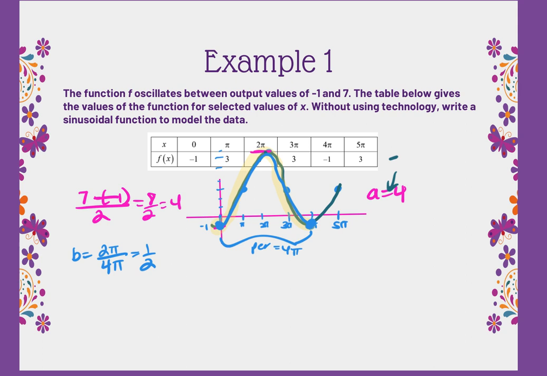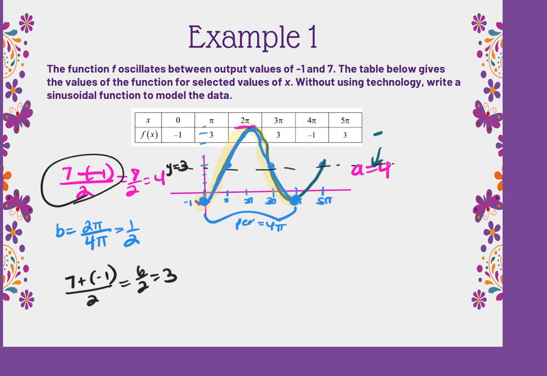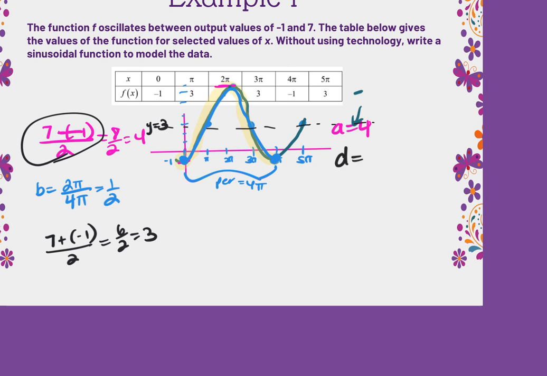And then the last thing we would need to find is our vertical displacement. So my midline is definitely up here. So I can either look at that graph and find it, or I can take my max plus my min divided by 2, and I get 6 over 2, which is 3. So that y equals 3 is where my midline is, and 3 would be my vertical shift. So 3 is going to be D.